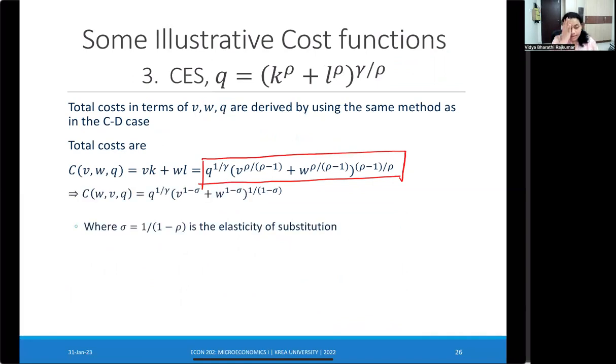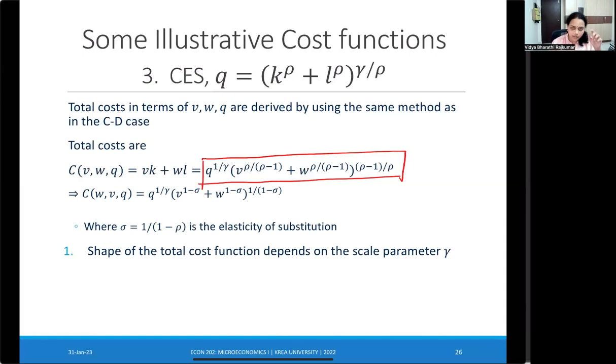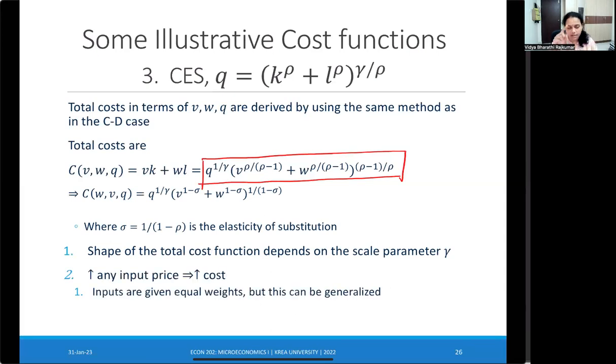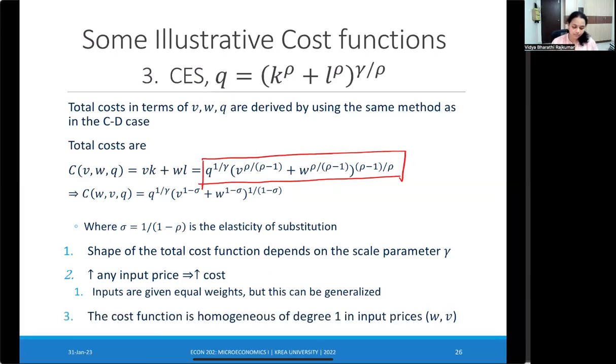The sigma here is just 1 over 1 minus rho, which is the elasticity of substitution, which we saw in the earlier chapter. The shape of this particular cost function will depend on these parameters, gamma, and also on sigma and rho. Here again, when any input's price goes up, the overall costs are also going to go up. So this is just another illustrative case. This function is also homogeneous of degree 1 in input prices V and W.